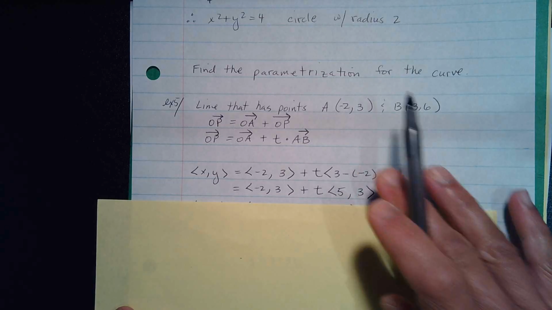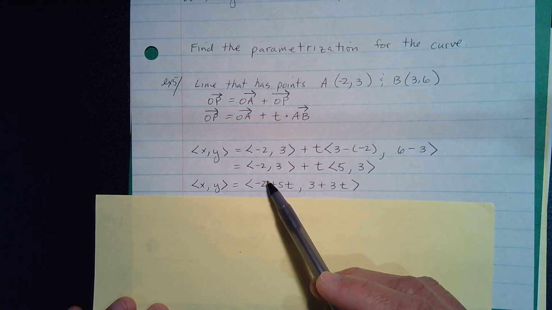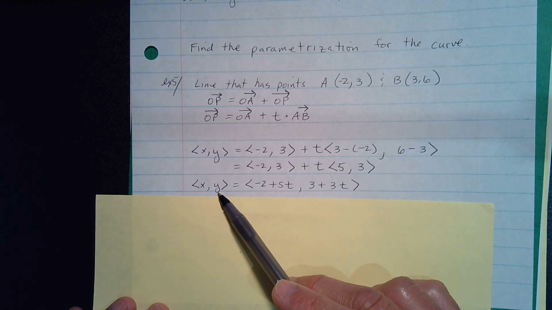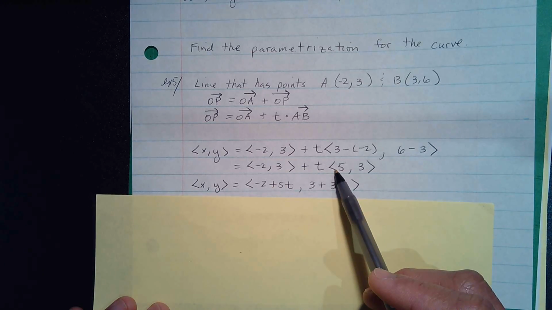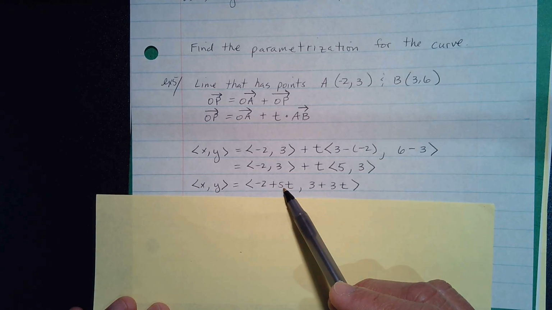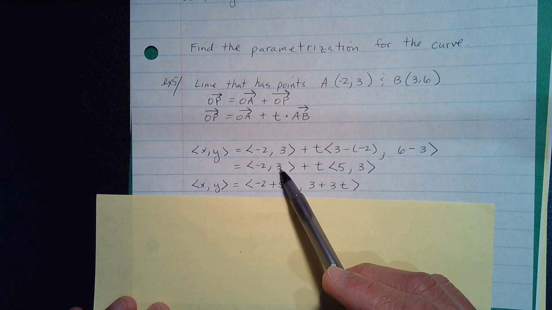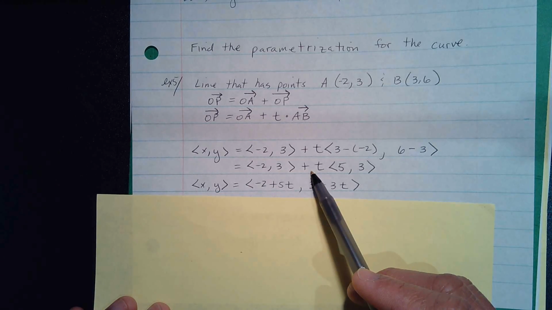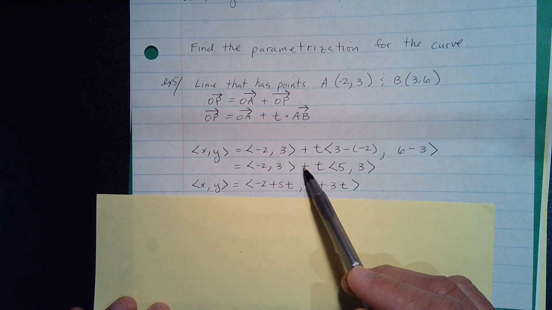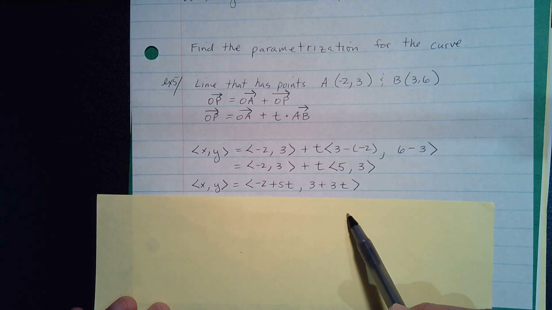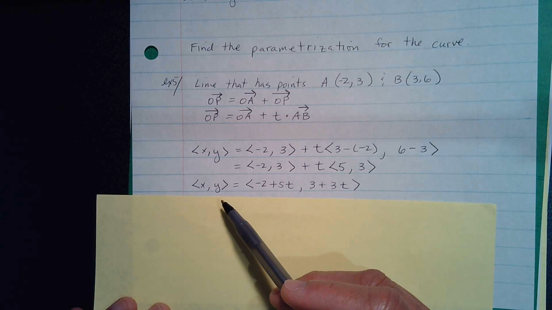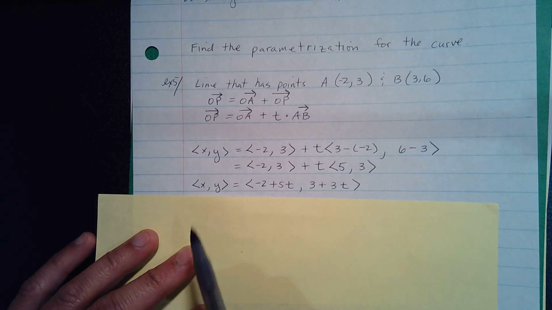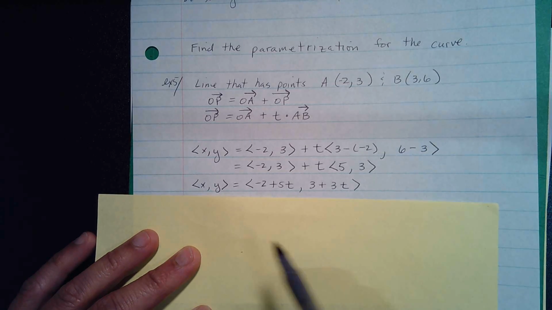There's a t in front. So now to find the component vector xy, this is negative 2 plus 5t. This is going to be 3 plus 3t. Well, to find the parameterization for the curve, you just use corresponding parts.